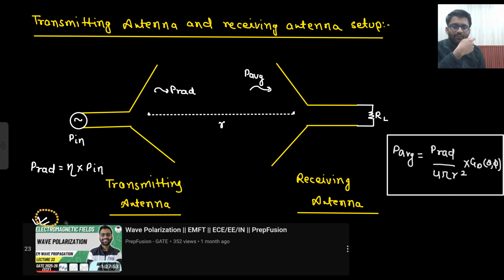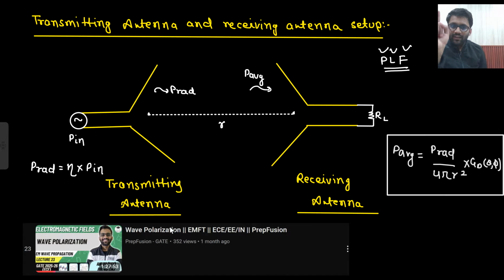So now the first term which we are going to introduce is known as polarization loss factor. What we are going to study now? Polarization loss factor, PLF. So what do you mean by that? What will our antenna radiate? It will radiate EM wave energy, right? Our antenna will radiate EM wave energy.